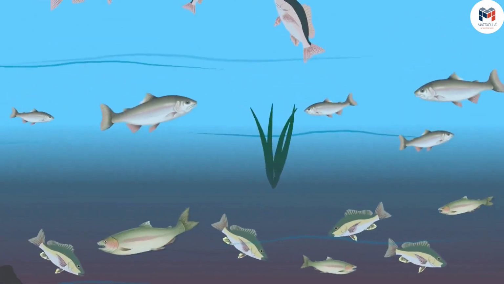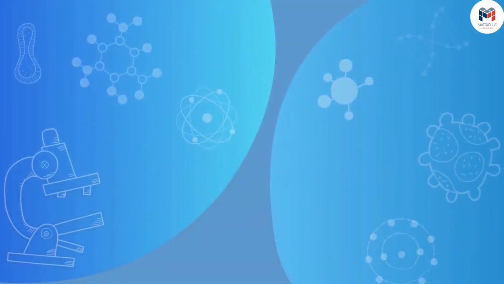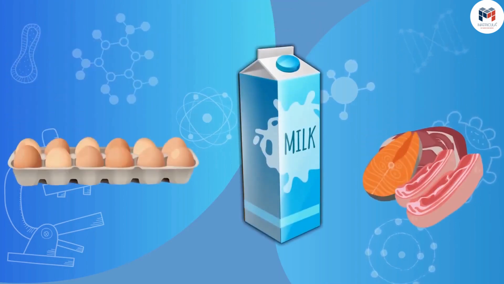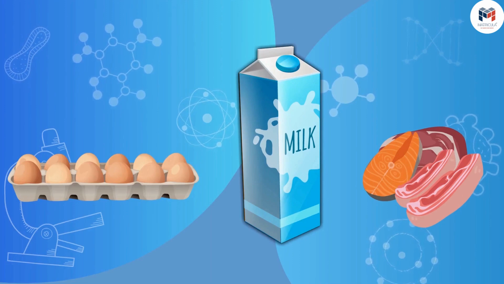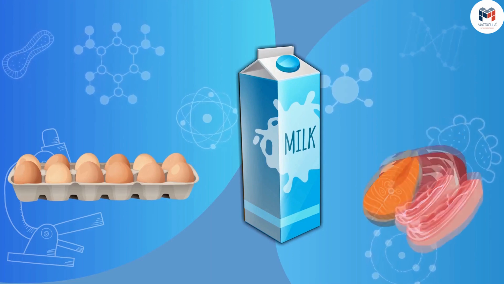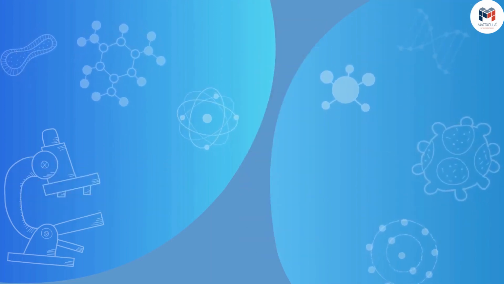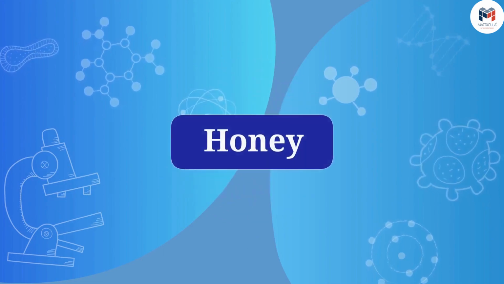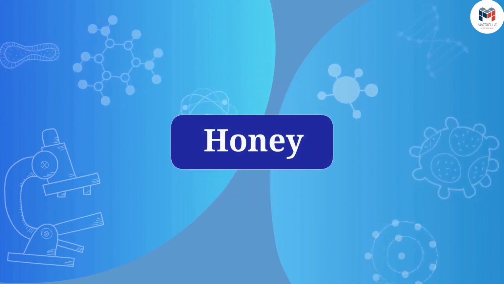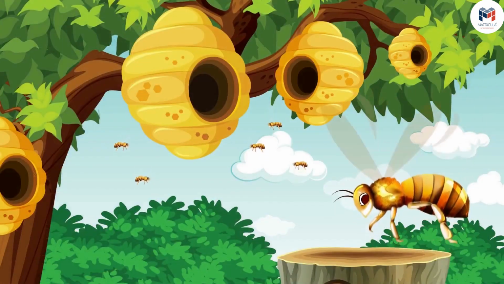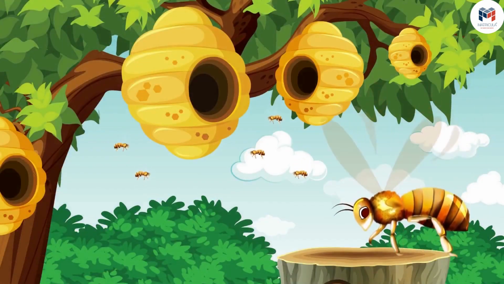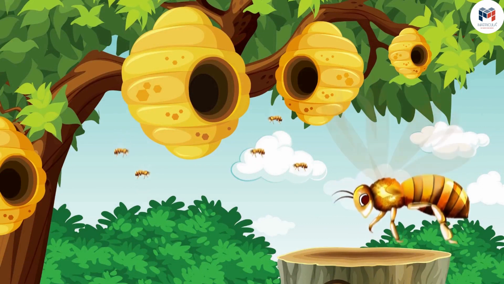So far, you have learned that we get meat, milk and egg from the animals. Do we get anything else from it? Think about it. Friends, in addition to meat, milk and eggs, we also get honey from animals. But where do we get honey? From bee. Yes, for this reason, honey is also considered as animal product.